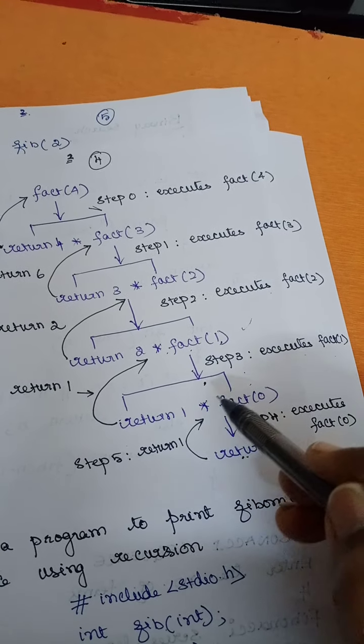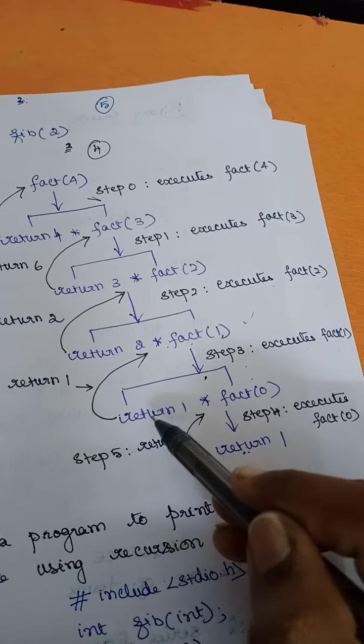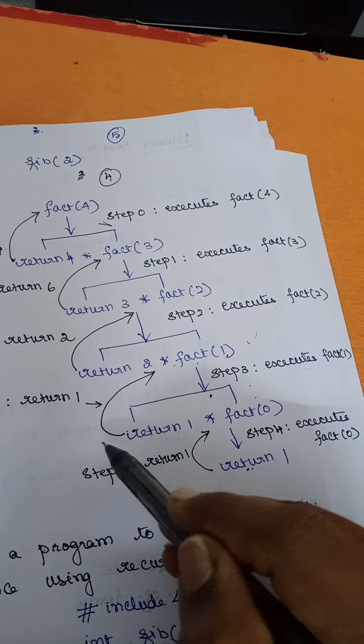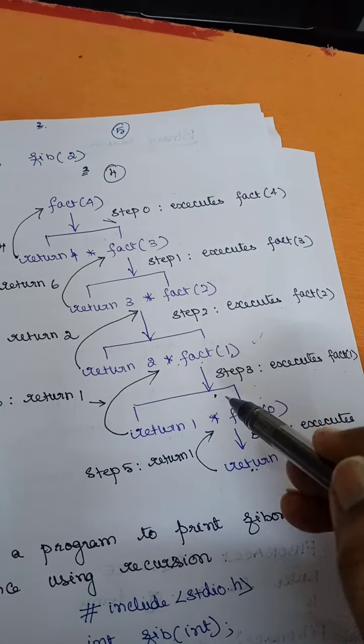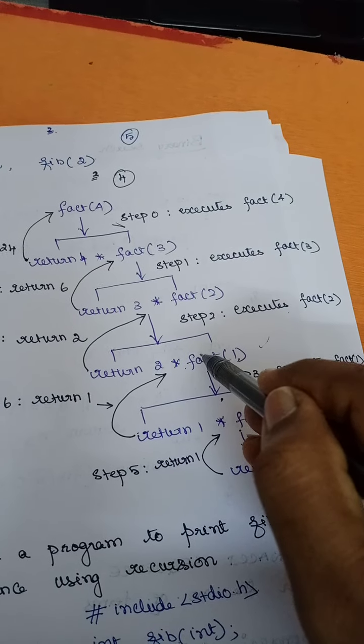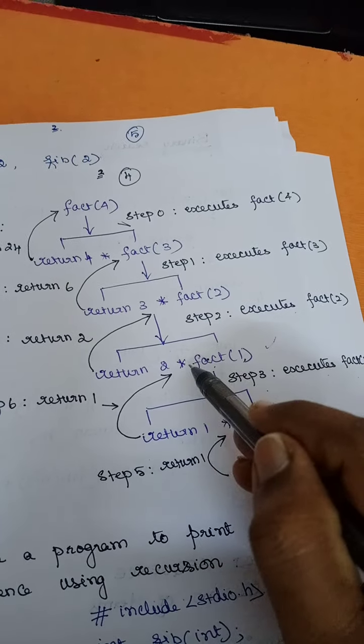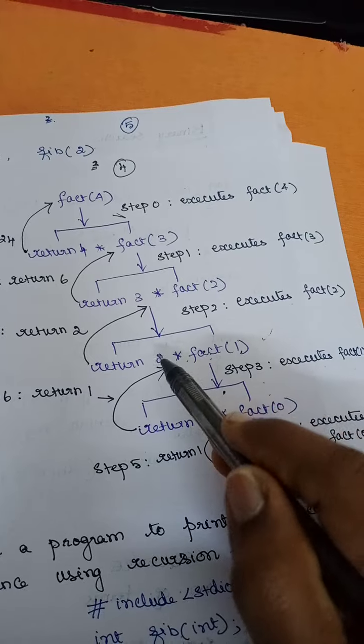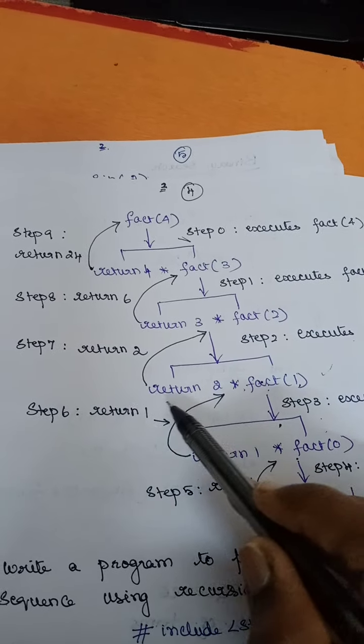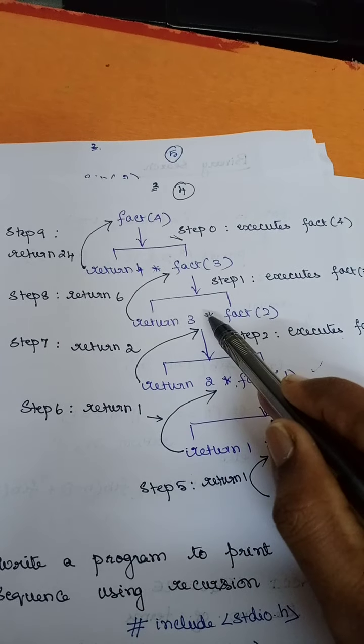So 1 into 1 is going to be what? 1. Again I have a return. So this return will go to the caller. For this function, this is going to be the caller, right? So 2 into 1. 2 into 1 is going to be what? 2. And that is going to be returned again to the caller.